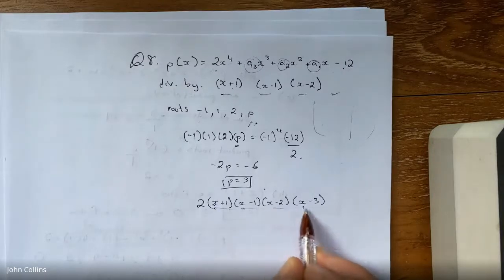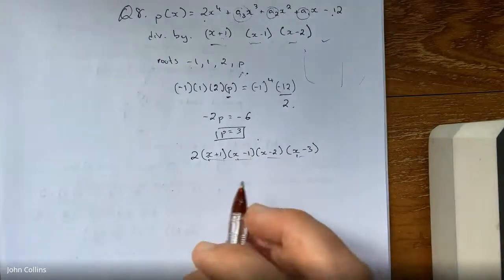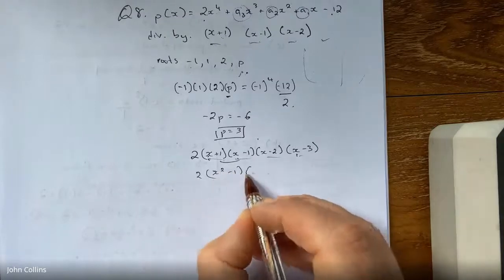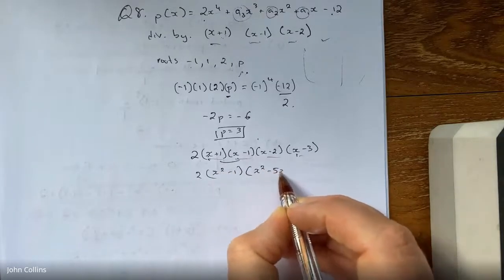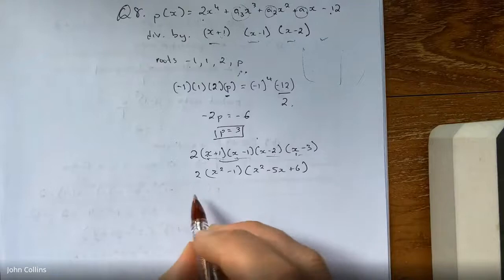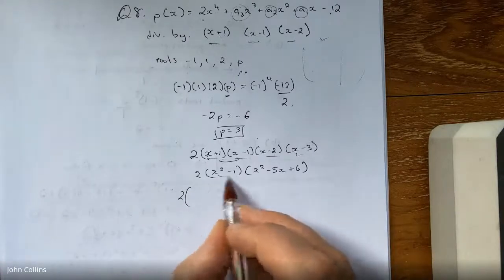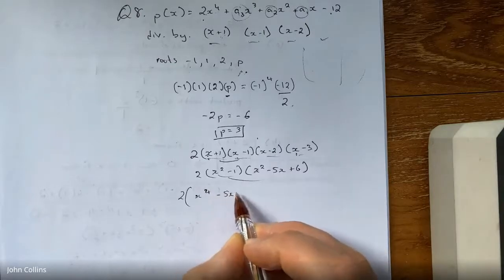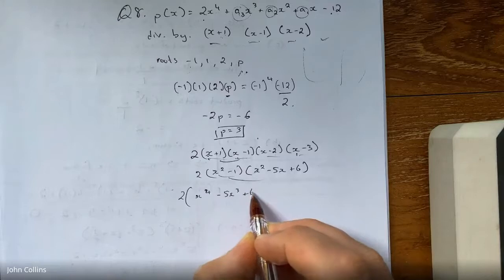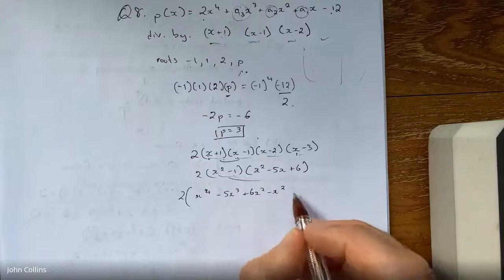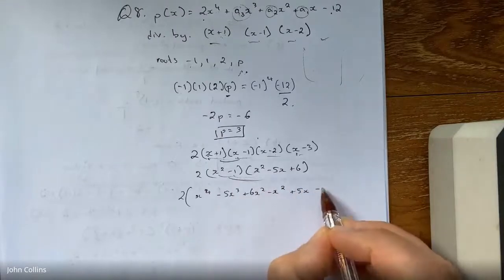So I presume you can multiply that times that times that, and you get all your x squareds, x cubes. If you do it correctly, let's just do it. x squared minus 1, because that's the difference of 2 squareds. And that's going to be x squared minus 5x plus 6. And then combining x squared by all those. So 2 times x to the 4 minus 5x cubed plus 6x squared. Now multiply by the minus 1. Minus x squared plus 5x minus 6.